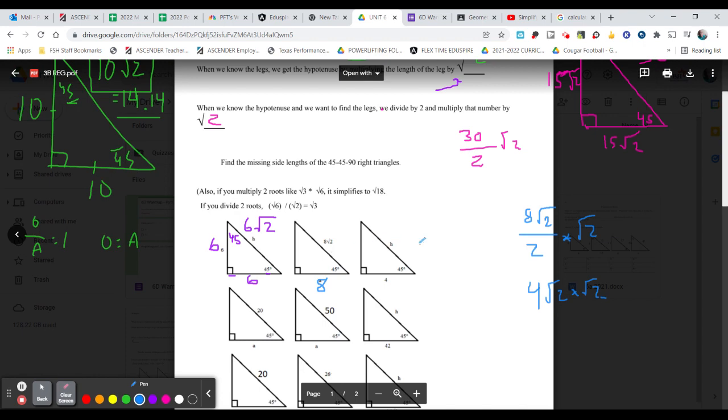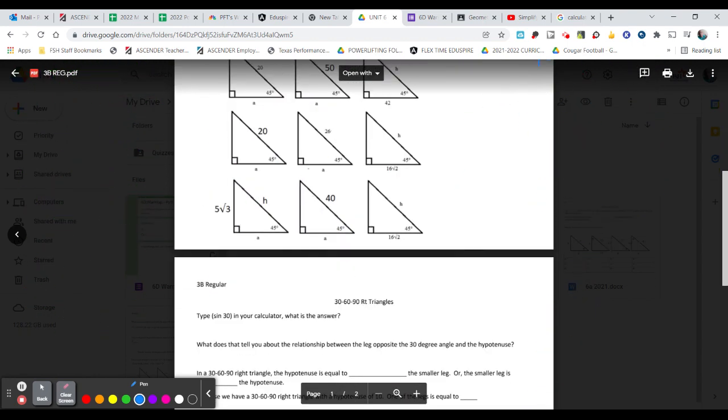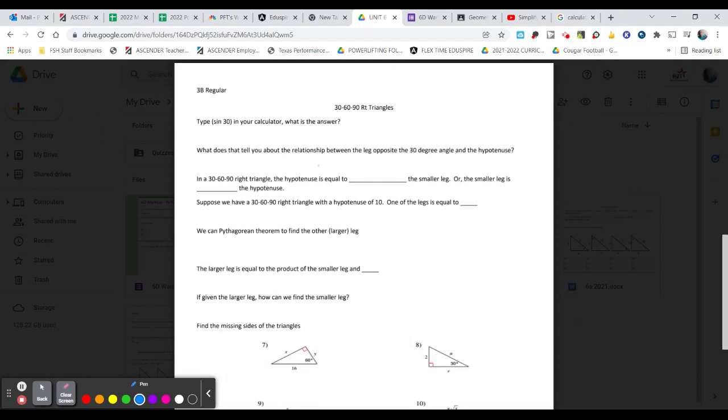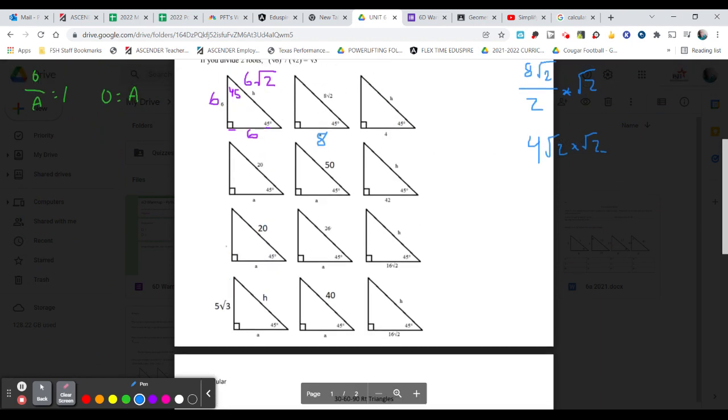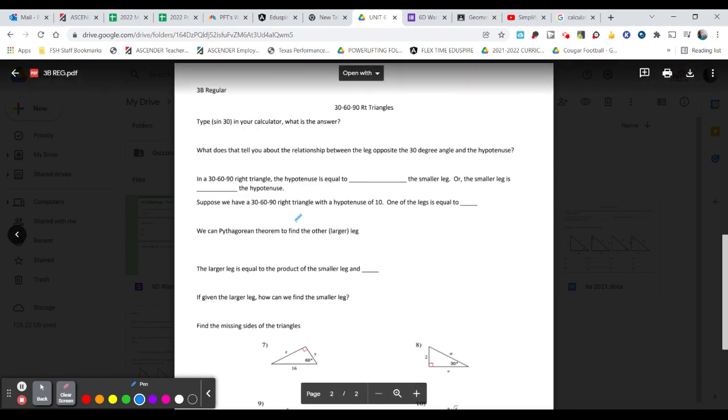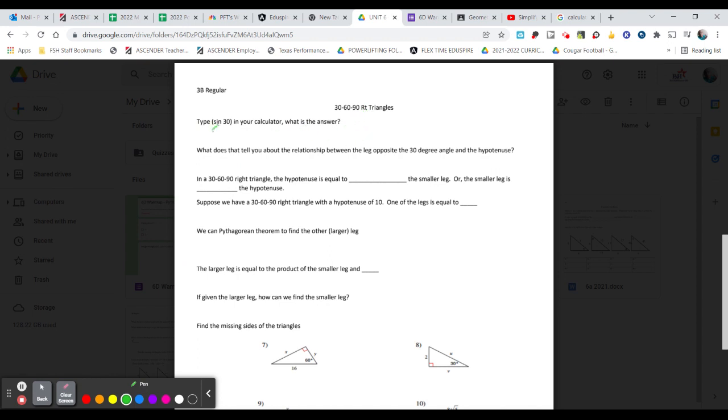So that's the first side, 45, 45, 90 right triangles. I want you to try that side out. And when we get to the back side, if we type sine 30 in our calculator, we're going to get our answer, which would be kind of interesting there. I want you all to try that out. That should tell you something about the relationship between the leg opposite the 30-degree angle and the hypotenuse. The hypotenuse is equal to 2 times the smaller leg, or the smaller leg is going to be half the hypotenuse.